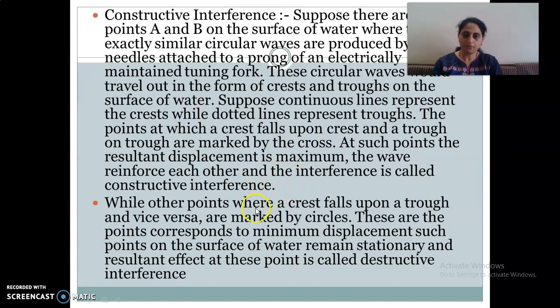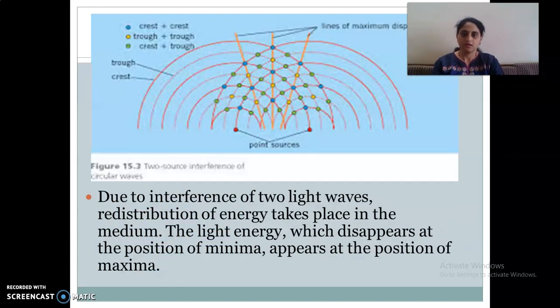The waves reinforce each other and the interference is called constructive interference. While other points where the crests fall upon a trough and vice versa are marked by a circle, these points correspond to minimum displacement. Such points on the surface of water remain stationary and the resultant effect at these points is called destructive interference.